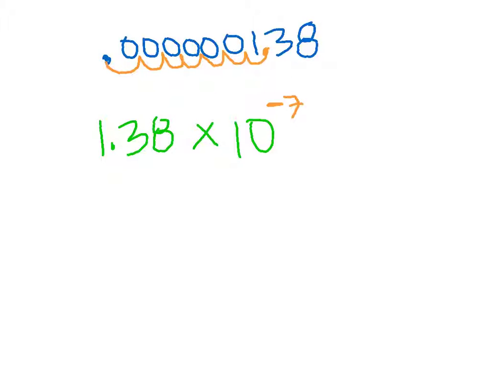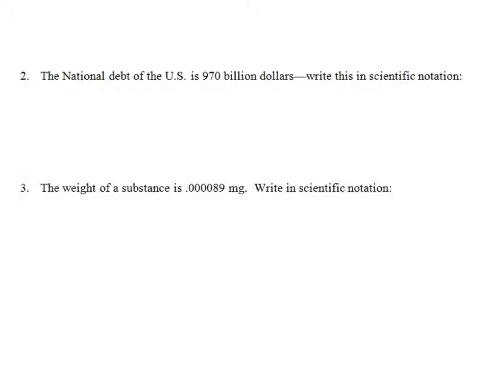Next, let's take a look at a couple examples of scientific notation. This first example says the national debt of the U.S. is $970 billion. Write this in scientific notation. Well, the first thing we need to do is write that in decimal notation, or the real number for 970 billion. So 970 billion, there's 970. That's 970,000. 970 million. 970 billion. So there's my big number in decimal notation.